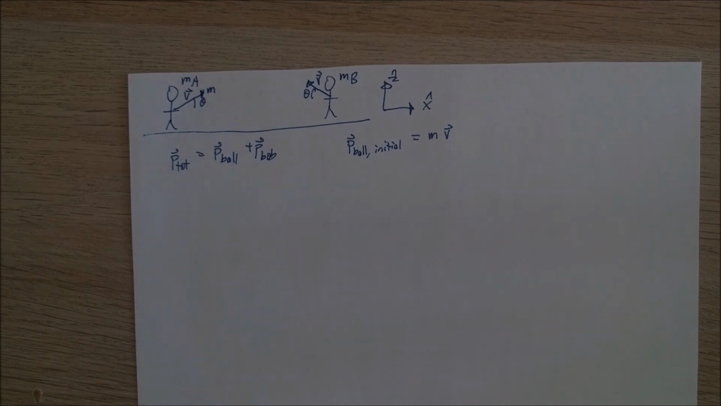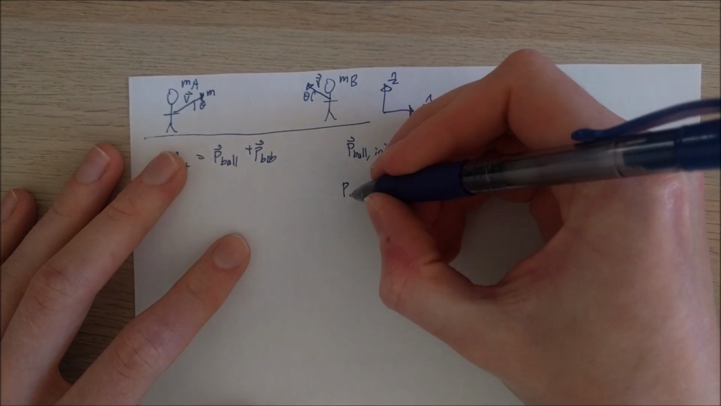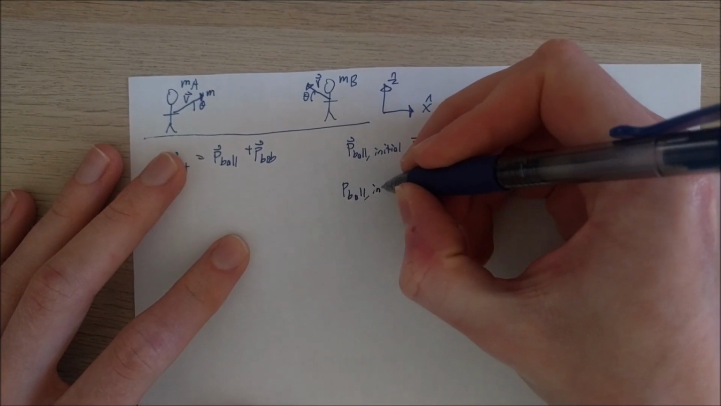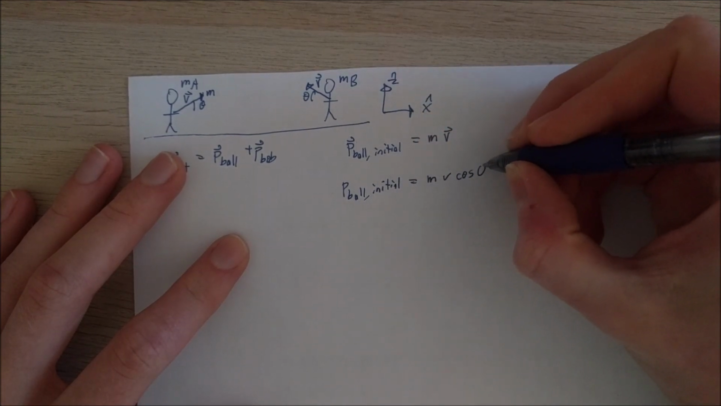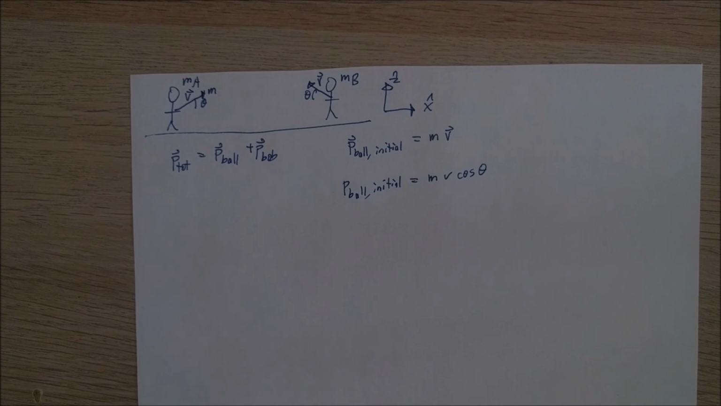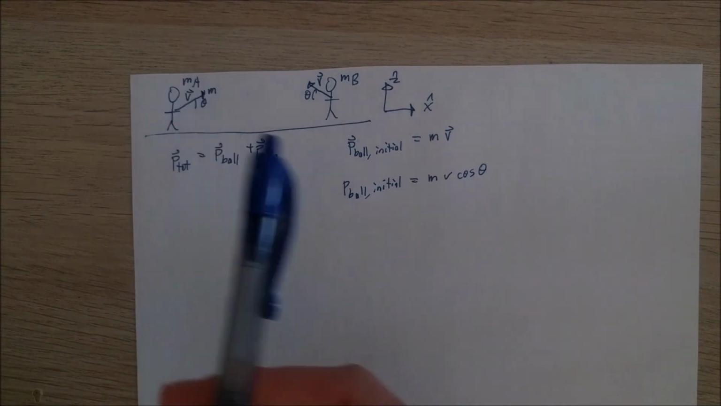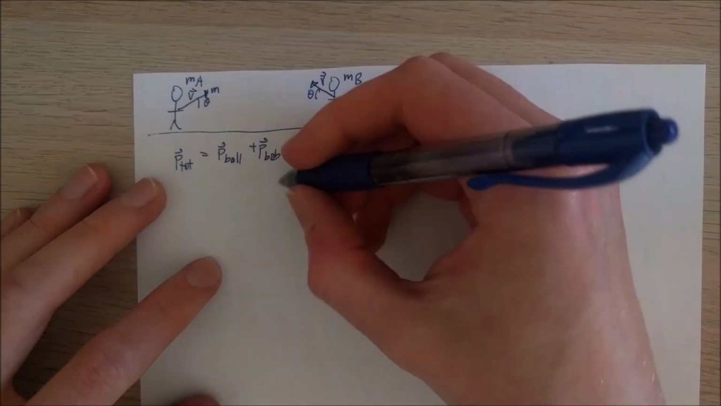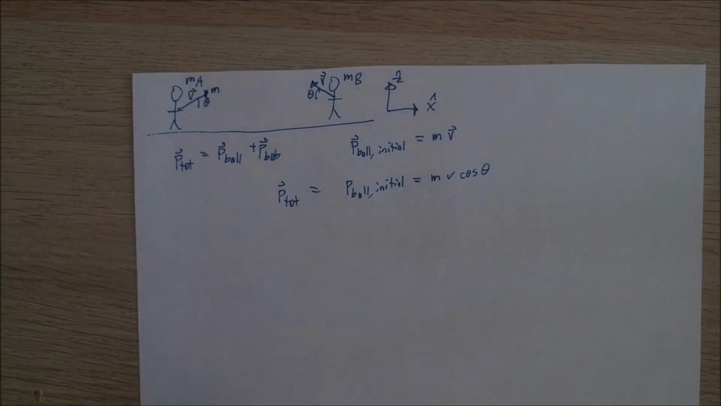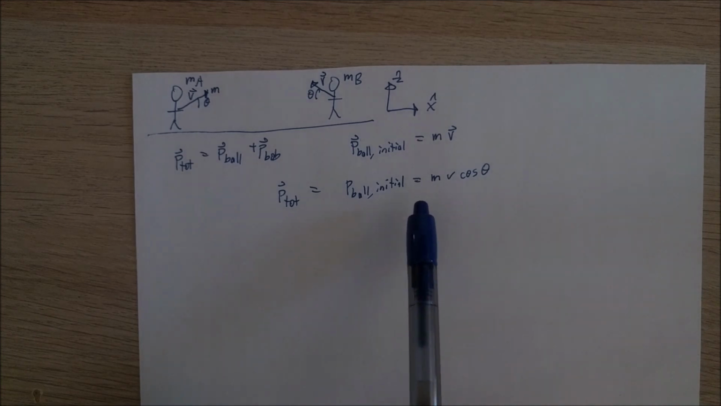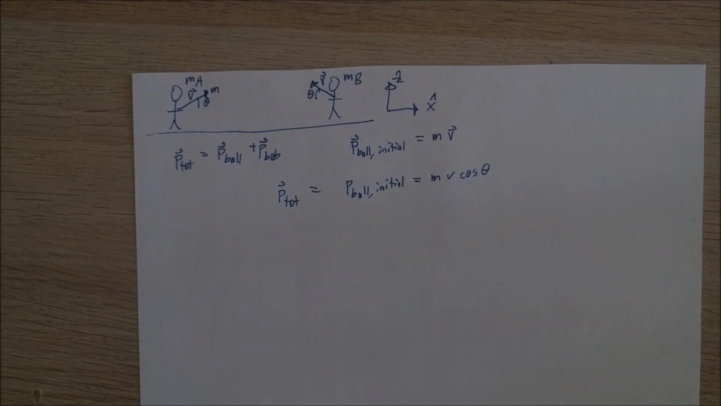Bob's initial momentum in the x direction is still 0. The ball's initial momentum in the x direction is mv cosine theta, since Alice throws the ball with some upwards velocity. Thus, the total momentum is simply mv cosine theta, and this will not change because there are no forces acting along the x-axis.